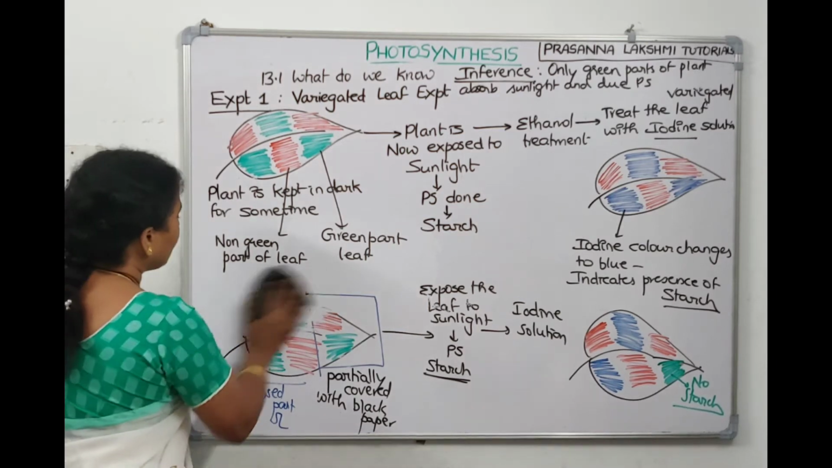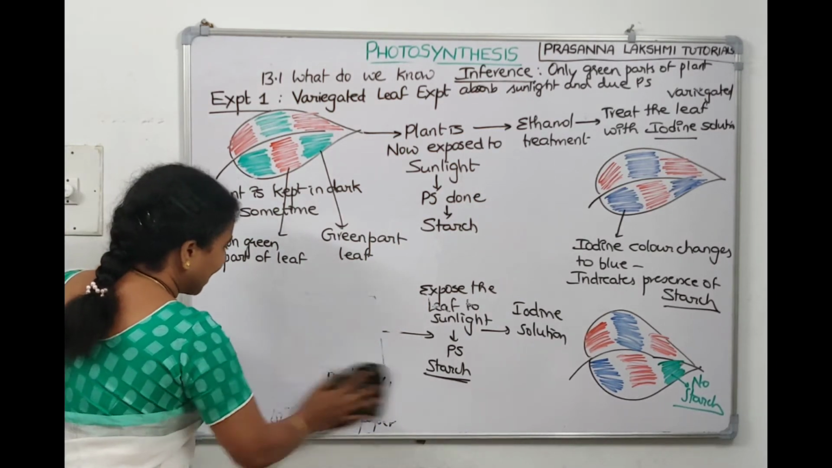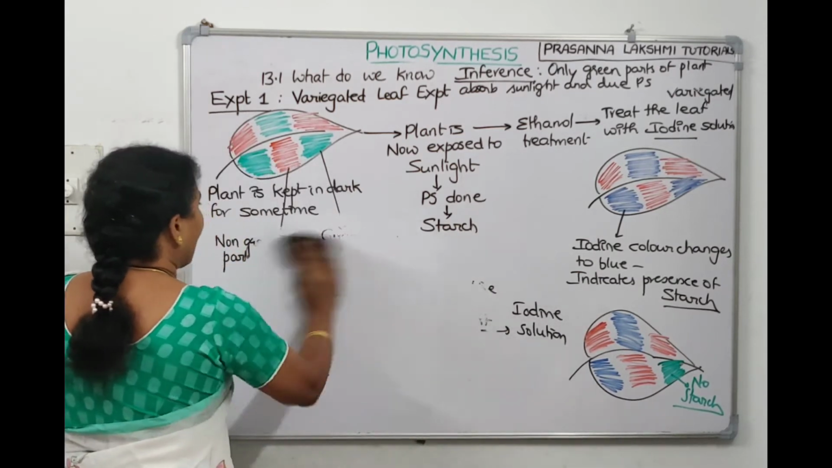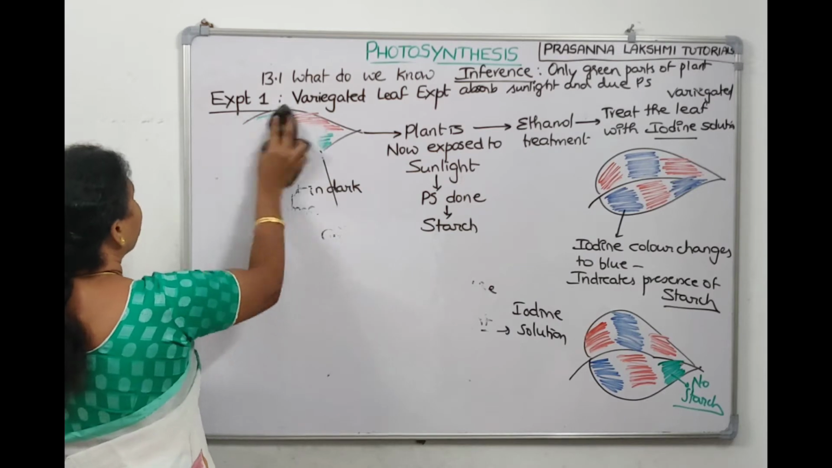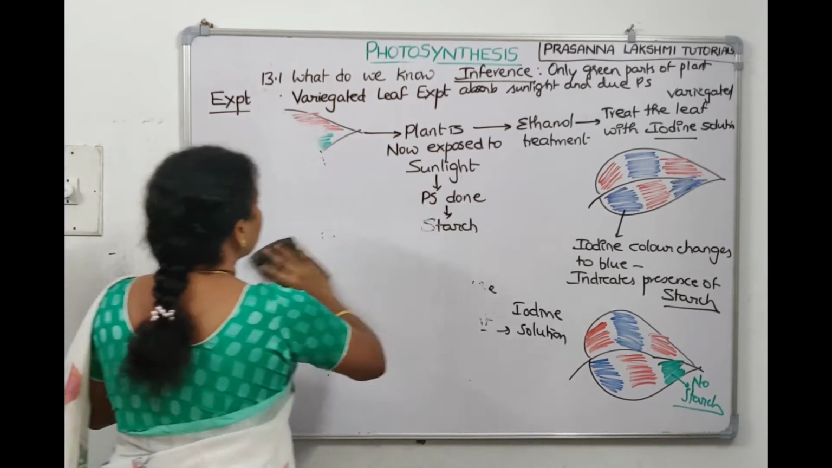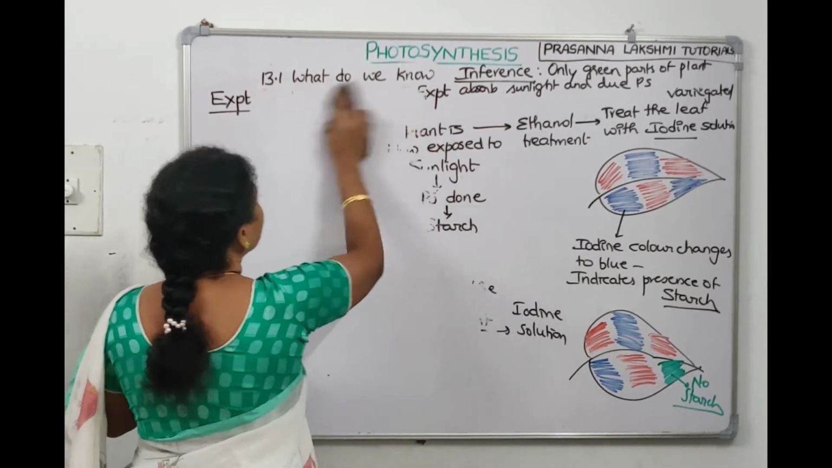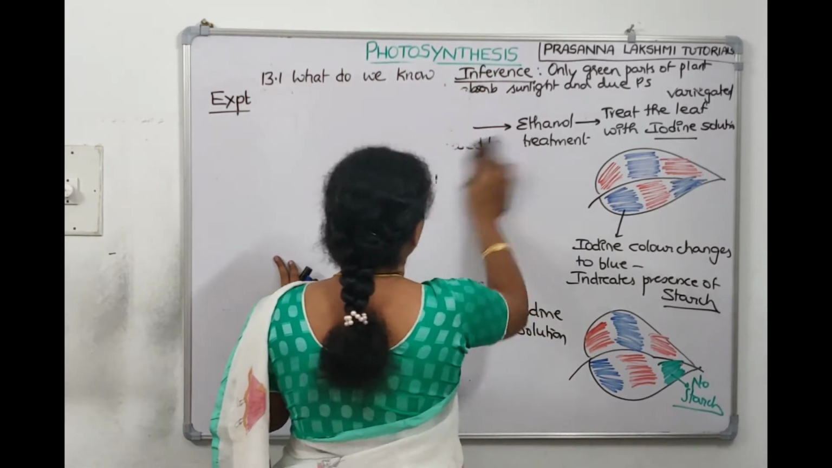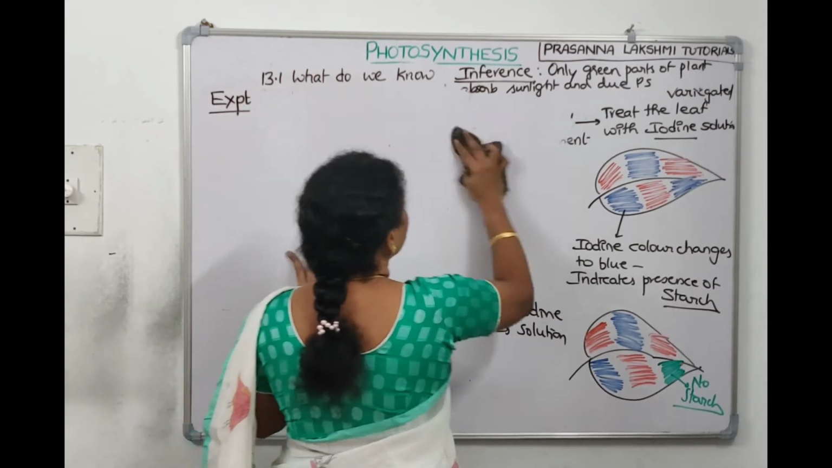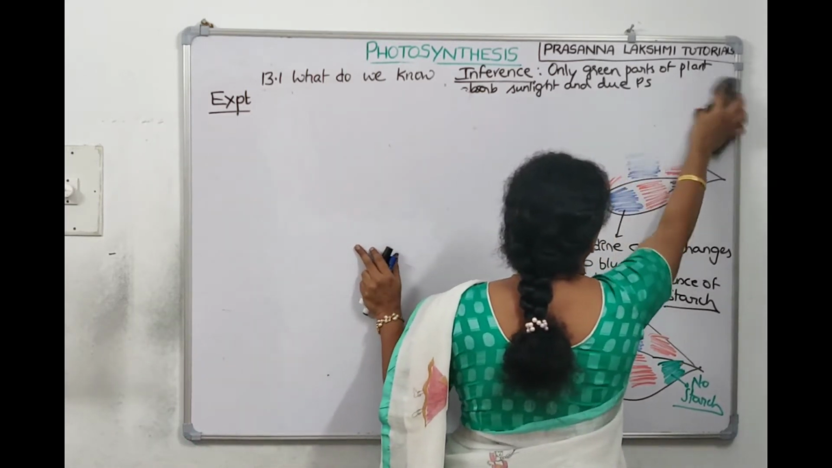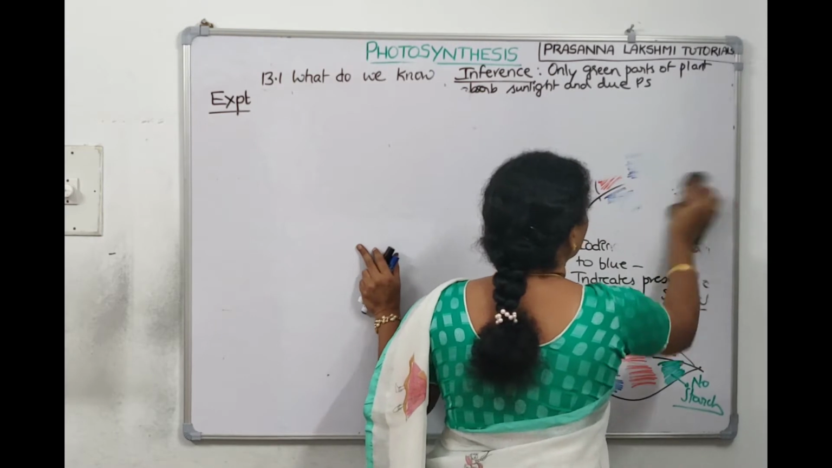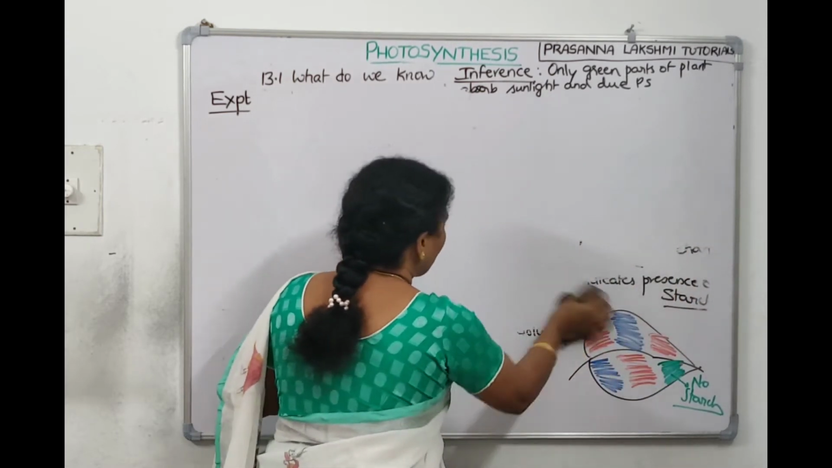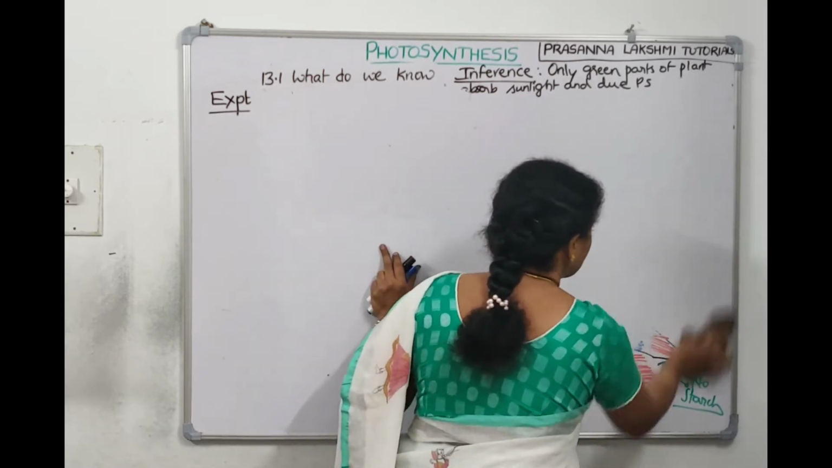Right, children? Now this is a simple experiment which tells that the light is absorbed by the green color pigment and the end product is starch. How did you check the presence of starch? By treating with iodine solution. Now they will ask you in questions, what is the conclusion you draw from the variegated leaf experiment? Our conclusion is green parts will absorb light and they do photosynthesis.